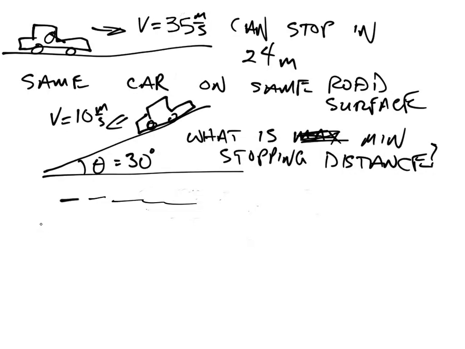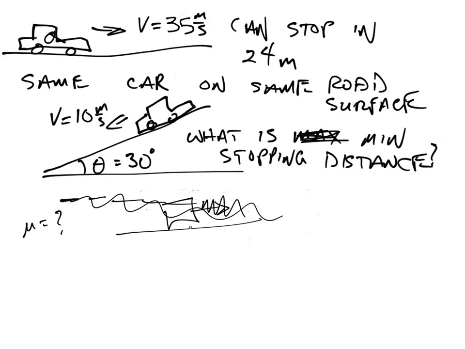Now, in order to figure this out, we need to figure out what mu is. We don't know what mu is. So in order to figure this out, we do the free body diagram of the car on the flat road. A lot of students will actually do this wrong by putting a force in the direction that the car is going. This is absolutely wrong. Maybe I should start this over again here.